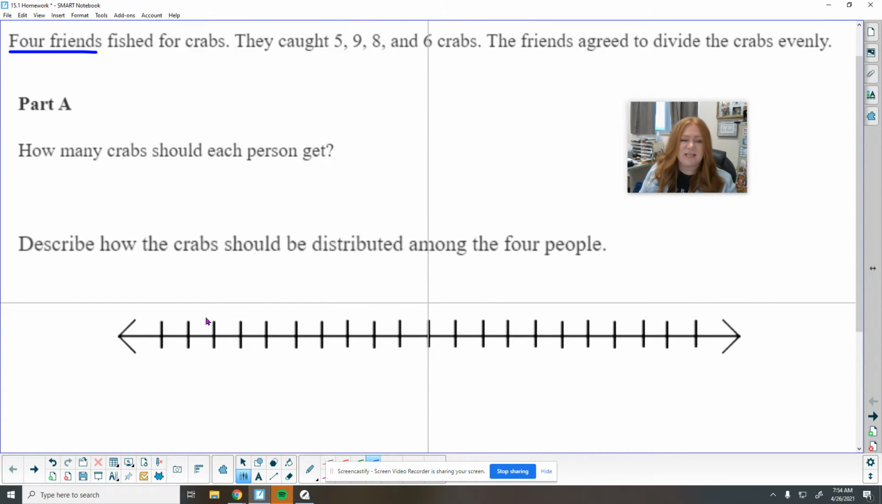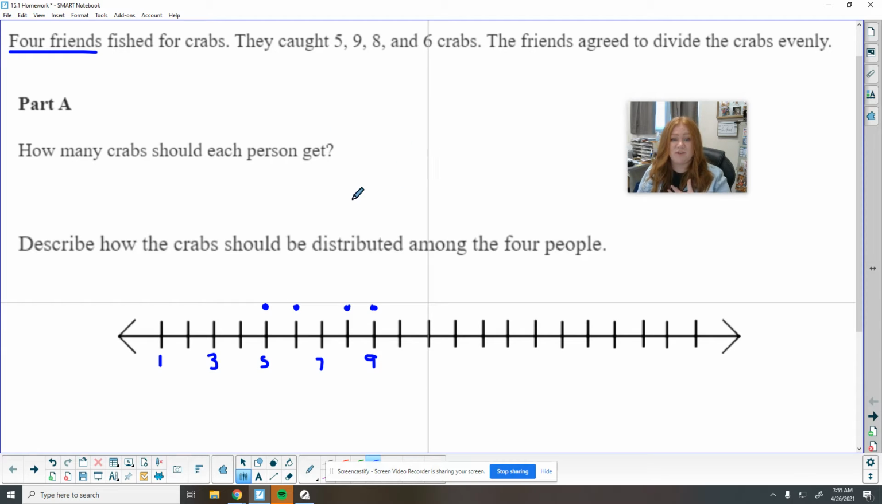So as we're doing that, I'm just going to think about this number line here. So here's 1, 3, 5, 7, 9. So one person caught 5, one person caught 9, one person caught 8, and one person caught 6. So my balance point should be somewhere here in the middle. So how many crabs should each person get?